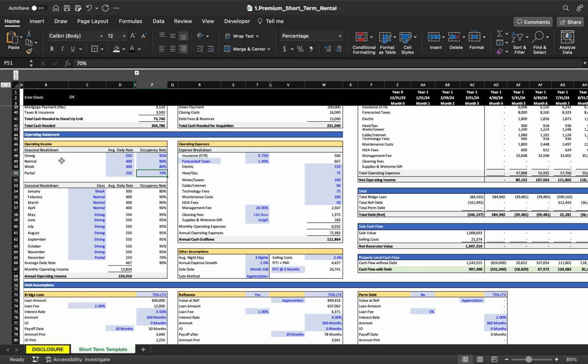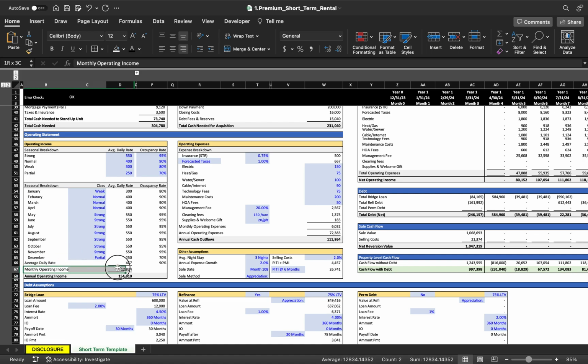So once you have all the seasons identified with the average daily rate and the occupancy rate, then you move to the seasonal breakdown section where you're essentially assigning each month a different season, right? Strong, normal, weak, or partial. And obviously, depending on where your asset is, right? If it's in a ski resort versus the Caribbean, you're going to have a different classification for each month.